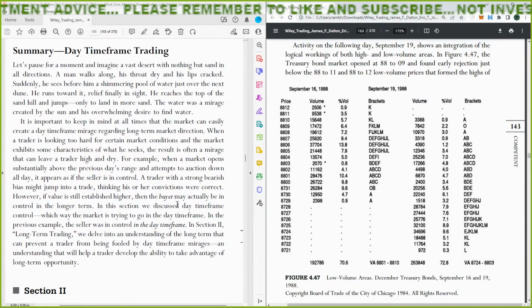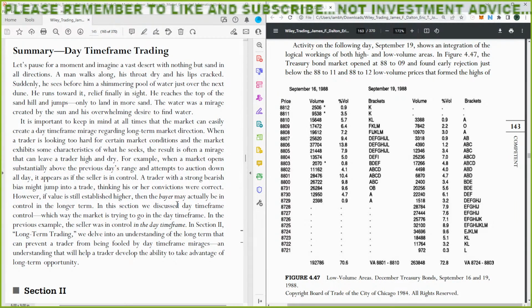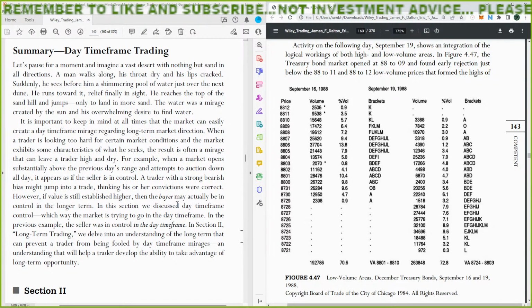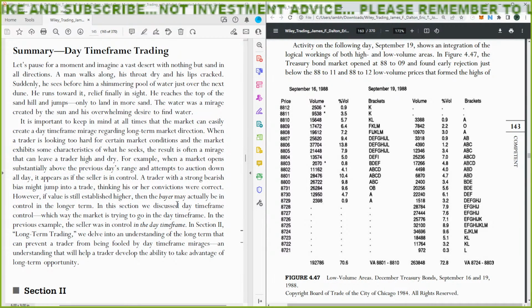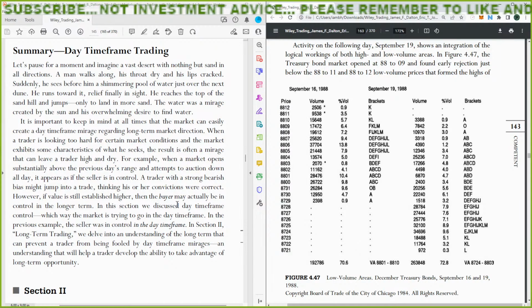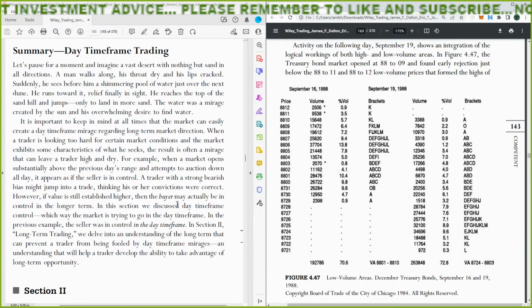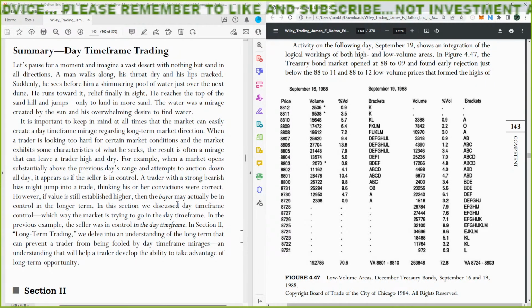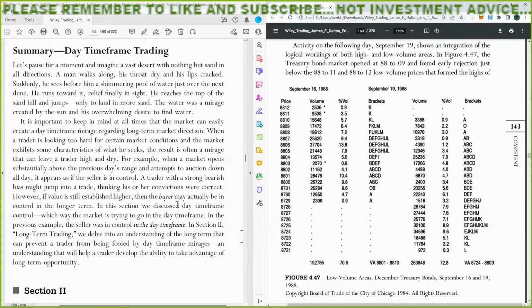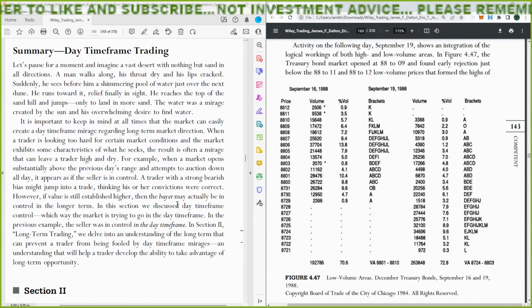Summary. Day time frame trading. Let's pause for a moment and imagine a vast desert with nothing but sand in all directions. A man walks along, his throat dry, his lips cracked. Suddenly, he sees before him a shimmering pool of water just over the next dune. He runs toward it. Relief, finally in sight. He reaches the top of the sandhill and jumps, only to land in more sand. The water was a mirage, created by the sun in his overwhelming desire to find water.